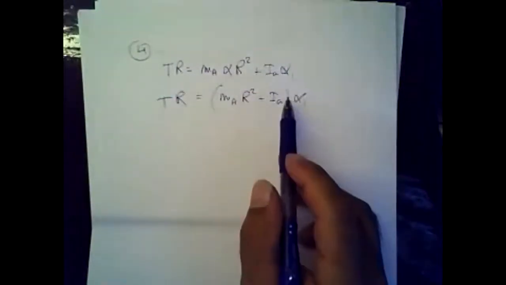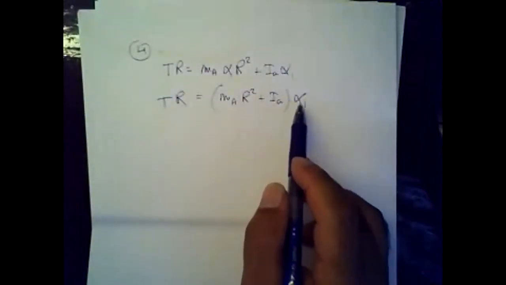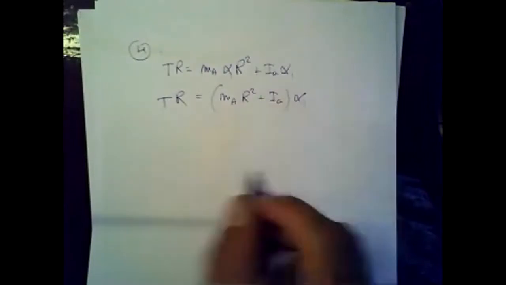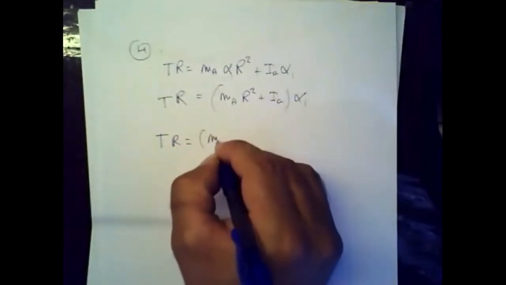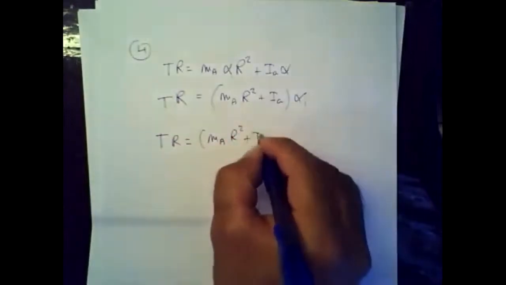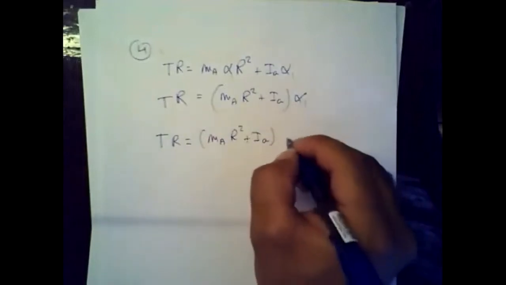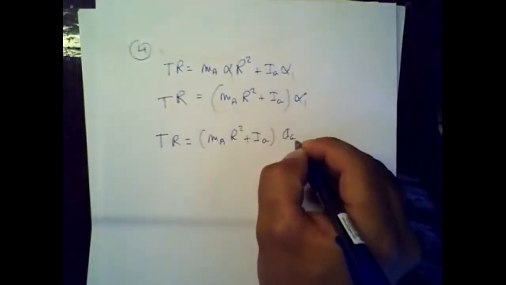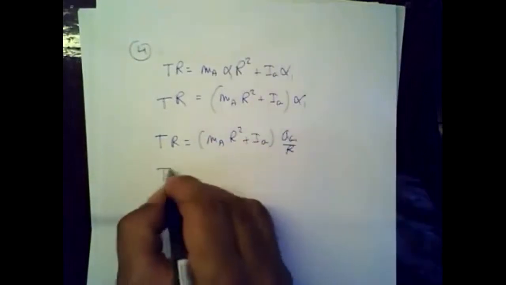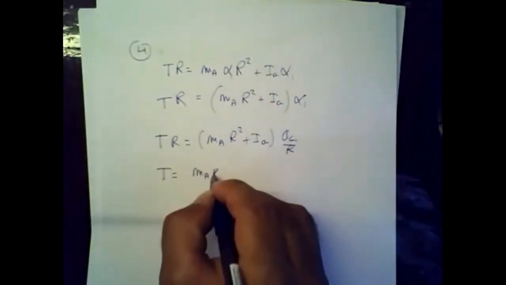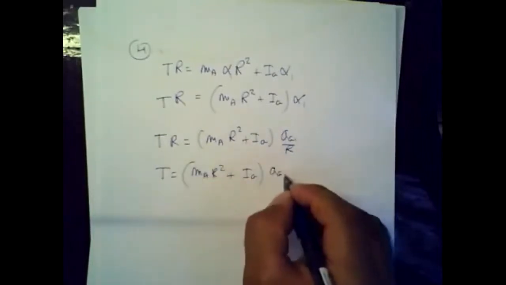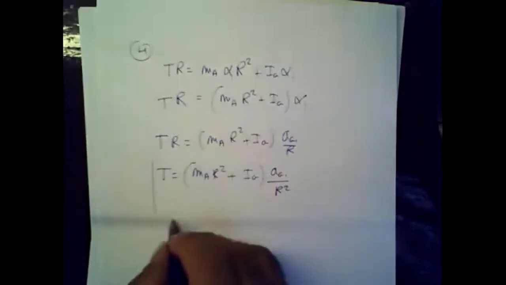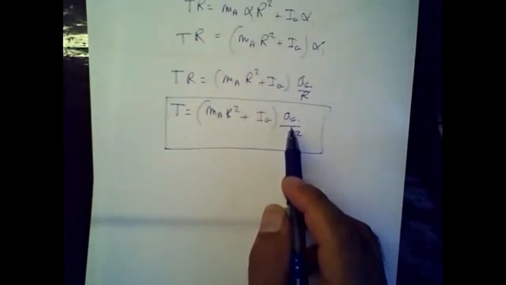Okay, so now we have our angular acceleration, and I can relate that back to AG1 over R. So T R is going to be equal to (MA R squared plus IG) times AG1 over R. So T is equal to (MA R squared plus IG) multiplied by AG1 over R squared. So now we have the tension in terms of these values.